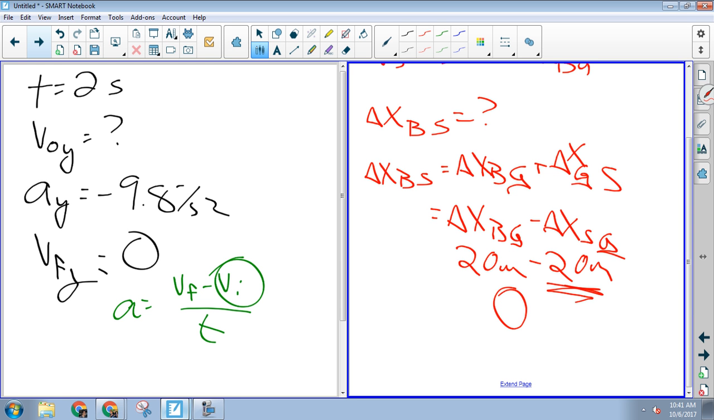Wait a minute. There's something wrong here. I'm missing a negative sign somewhere. It can't be zero. The only way it would be zero is if the ball was shot straight up in the air. What am I missing? The sled's moving that way. Aren't they going in the opposite direction? Isn't the velocity of the sled technically negative, so wouldn't it be minus negative? Yes, minus negative. Thank you. That's what I'm missing. So that gives you 40 meters. There we go. Sorry about that. That makes way more sense.